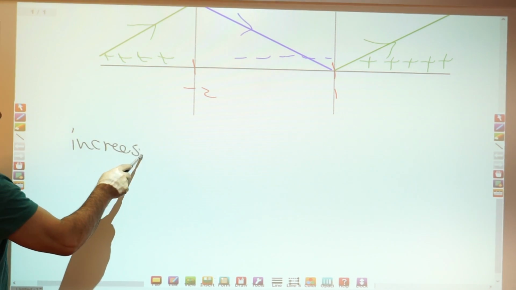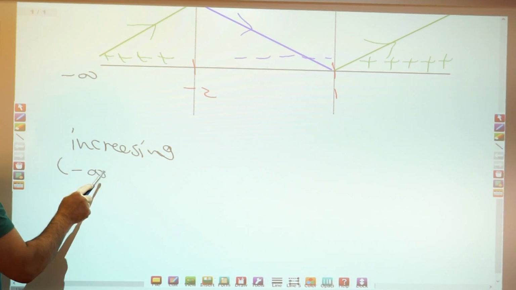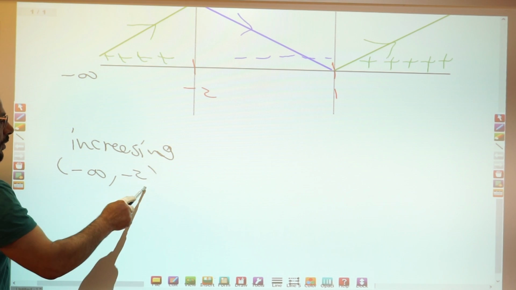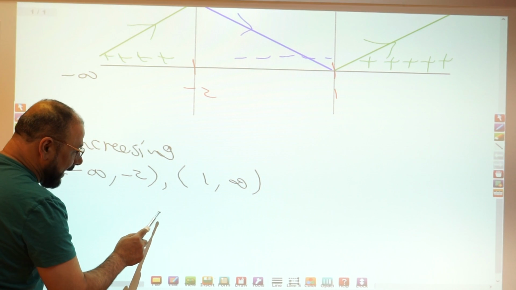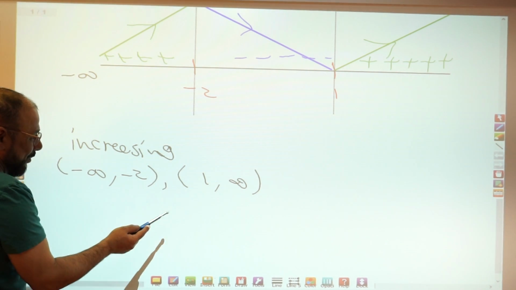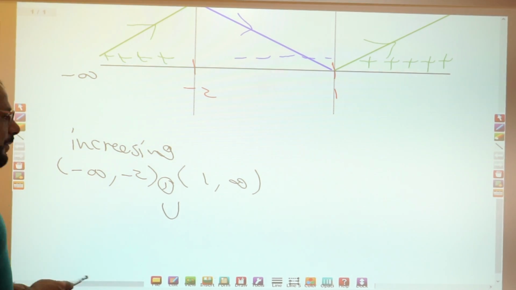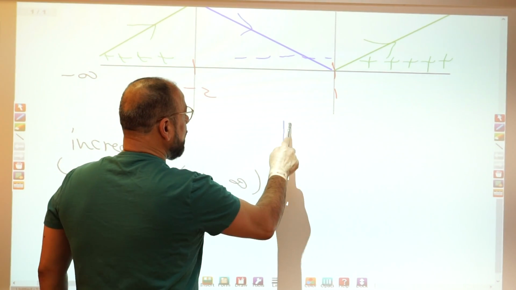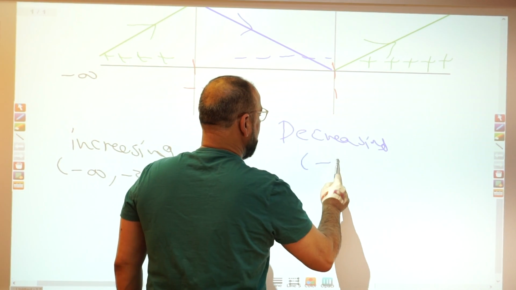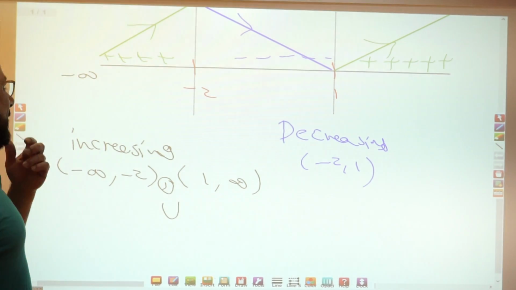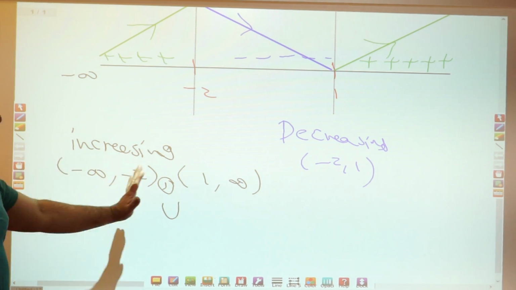Where is it increasing? From negative infinity to negative 2, comma, 1 to infinity. But I don't like comma. I like to use union. Some books want comma, but you can use comma or union. Decreasing in the middle, from negative 2 to 1. Good. If I'm able to graph this way, my problem is over.